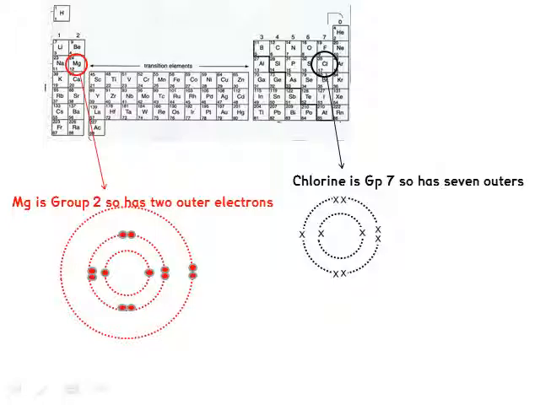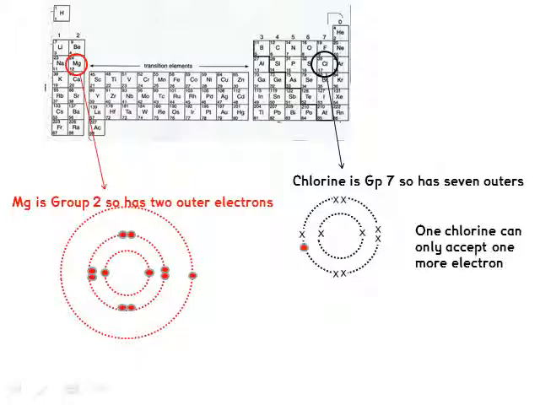This time we'll look at magnesium in group 2, and we'll look at chlorine in group 7. Again, the magnesium has 2 outer electrons. The chlorine has 7 outer electrons. So the chlorine is hungry for one more electron, which it can receive from the magnesium atom. However, that then gives the chlorine a full outer shell, but the magnesium now has a lone outer electron still present.